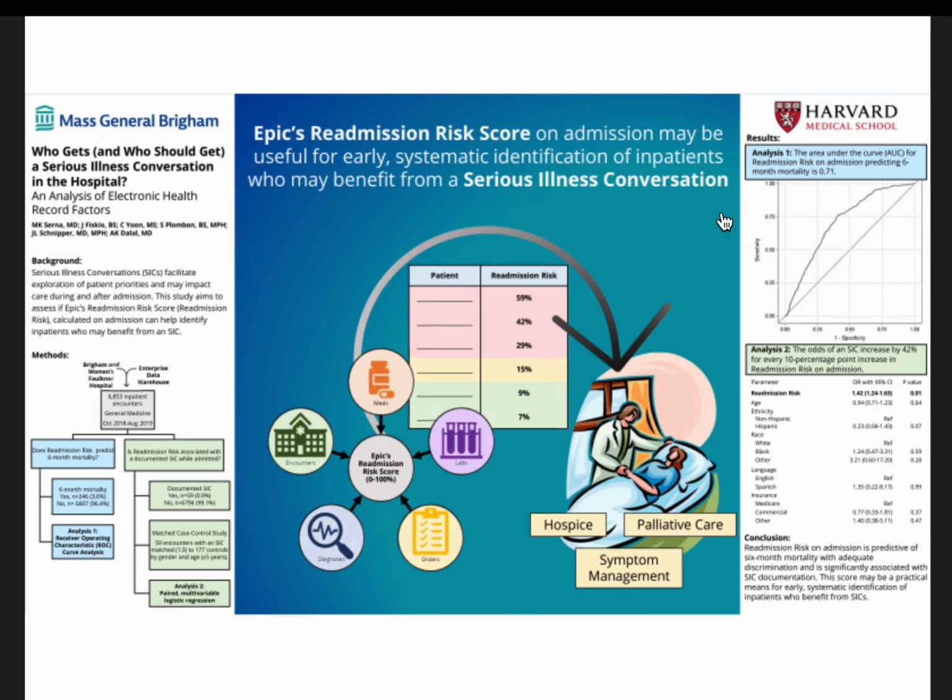Epic readmission risk score on admission might be useful for early systematic identification of patients who might benefit from a serious illness conversation. Basically, once you identify a patient with a high readmission score, you make sure that this patient has a palliative care conversation, and if he wants to go on hospice, then he won't be readmitted. Or at least he's DNR, and he doesn't become a patient that we are intubating, for example.